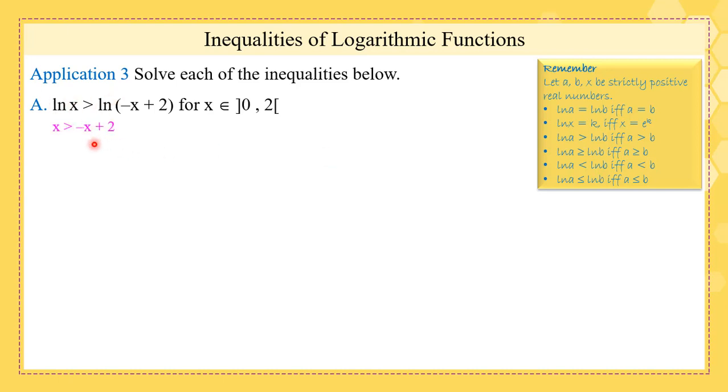So if we eliminate ln, we get 2x greater than 2 or x is greater than 1. Remember, we have to find the intersection between this answer and the domain of definition. x is between 0 and 2 and it's greater than 1. So it will be x is between 1 and 2. The second inequality.